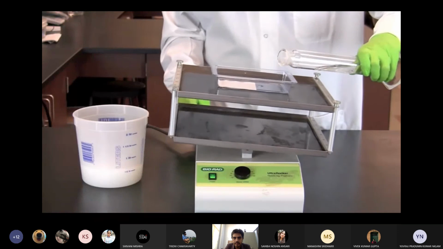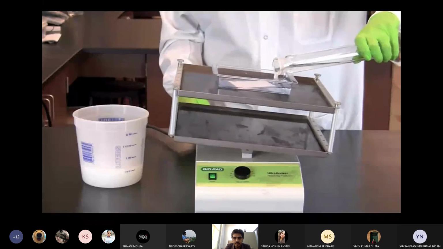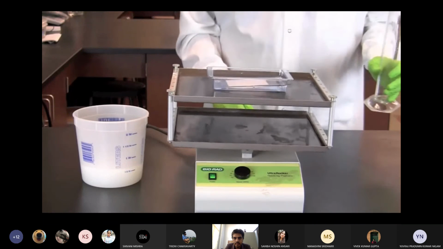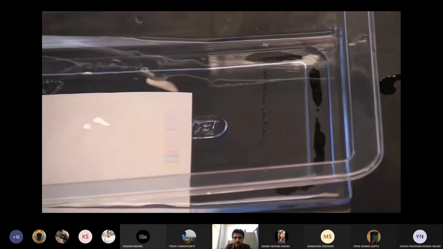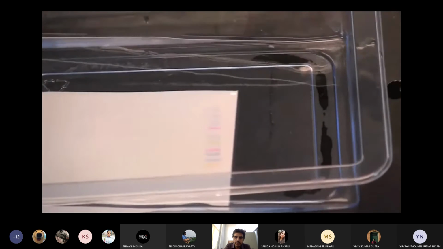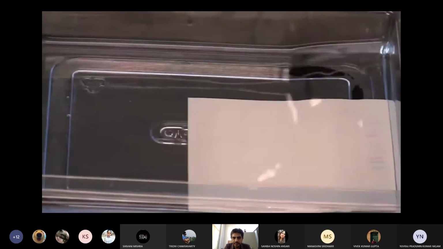Add 10 milliliters of substrate. Incubate the membrane with the substrate for 10 to 30 minutes. Now the next is visualization. So for visualization, you need to add substrate. The substrate will allow the reaction to occur.